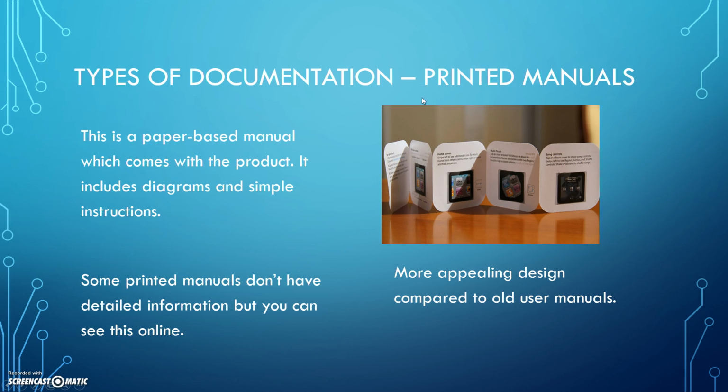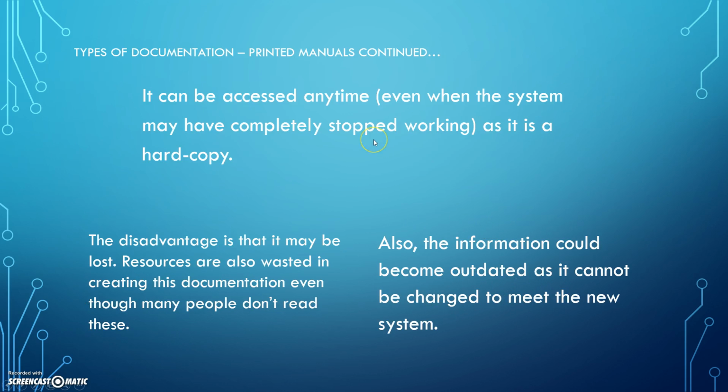The third type of user documentation is called printed manuals, and it's usually a paper-based manual. It includes diagrams and simple instructions. These are printed manuals, so they are more appealing compared to older user manuals. First of all, they can be accessed at any time because it's a hard copy.